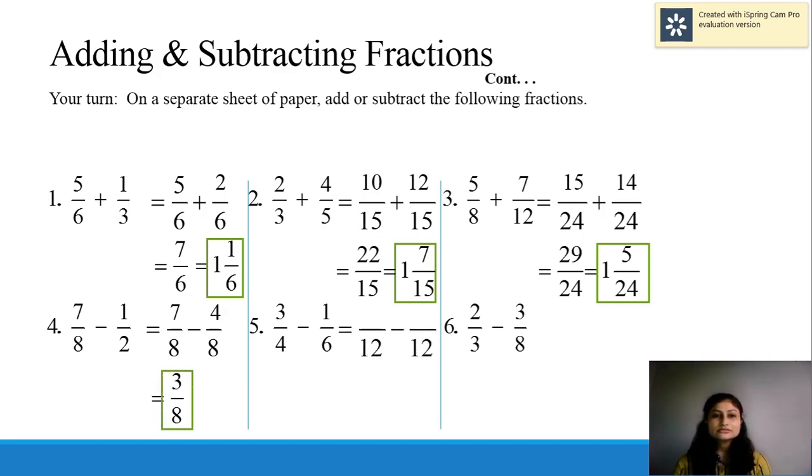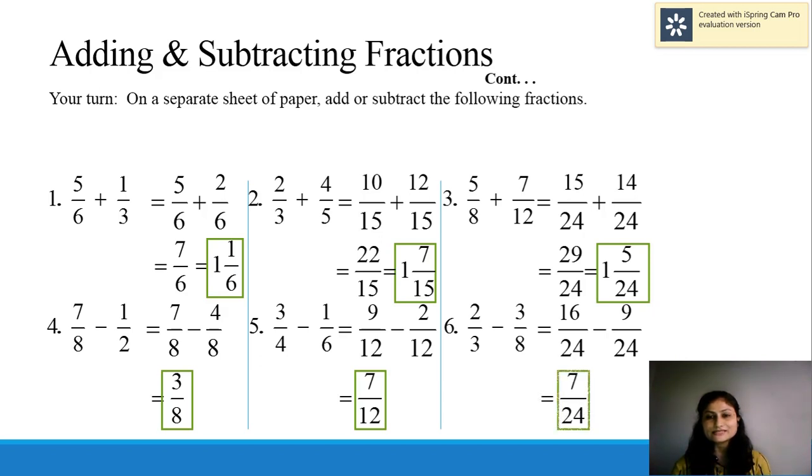Then denominator is 12 by taking LCM of 4 and 6, and then 9 upon 12 minus 2 upon 12. 9 minus 2 is equal to 7, and the answer is 7 upon 12. 2 upon 3 minus 3 upon 8 is equal to 3 8s are 24 and 2 8s are 16, 8 3s are 24 and 3 3s are 9. 16 minus 9 is equal to 7, so answer is 7 upon 24.